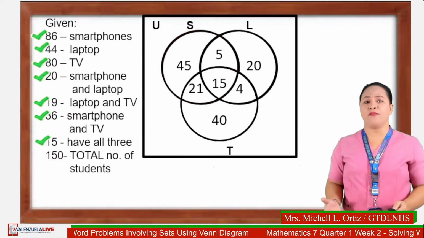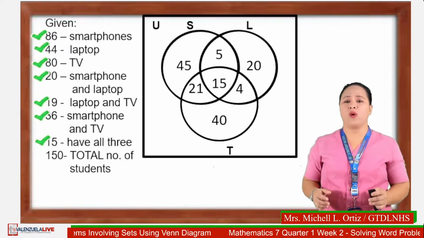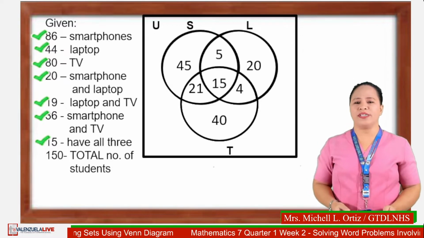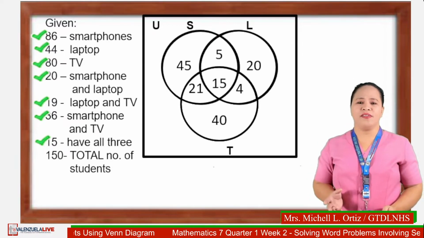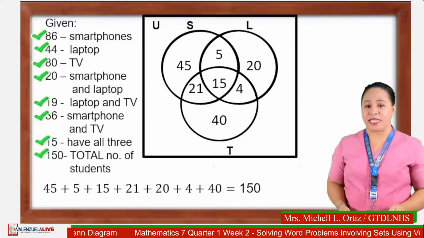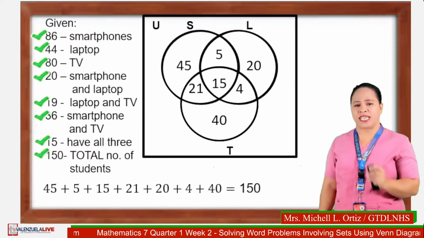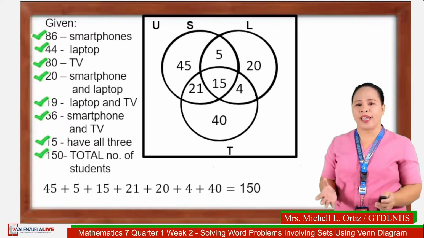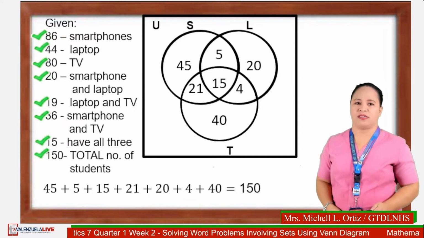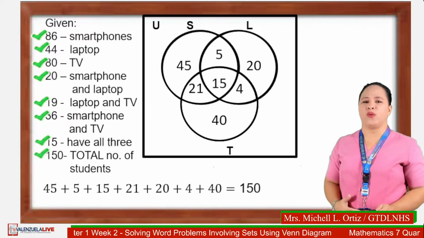Now, let us see if we have already satisfied the cardinality of the universal set, which is 150. So, we're going to add all the cardinality, and then the answer is 150. That means we've already satisfied the cardinality of the universal set, and so we are not going to write any cardinality outside these 3 circles. Next, we are now ready to answer the questions.